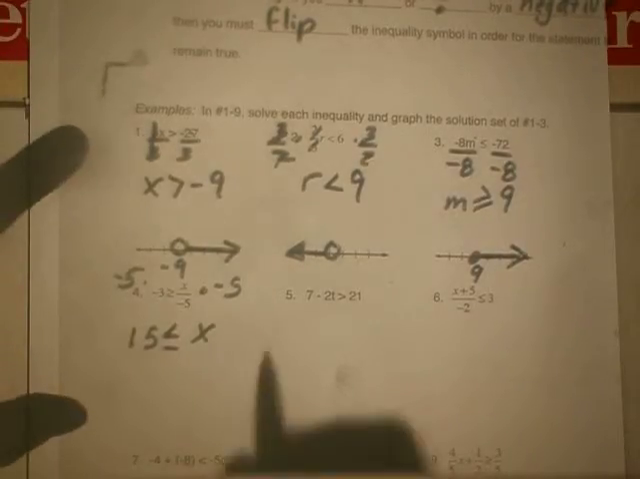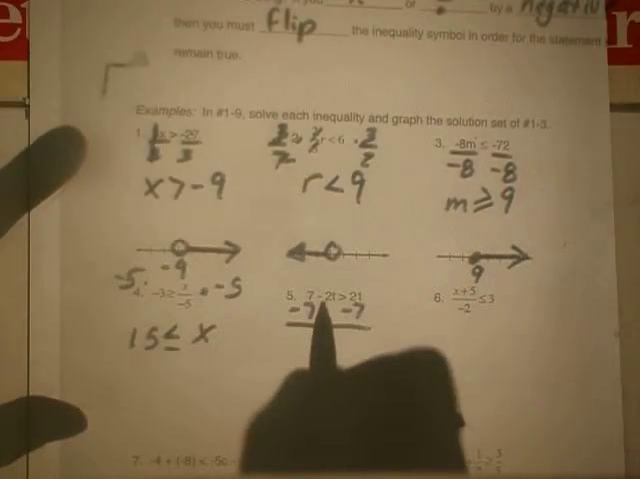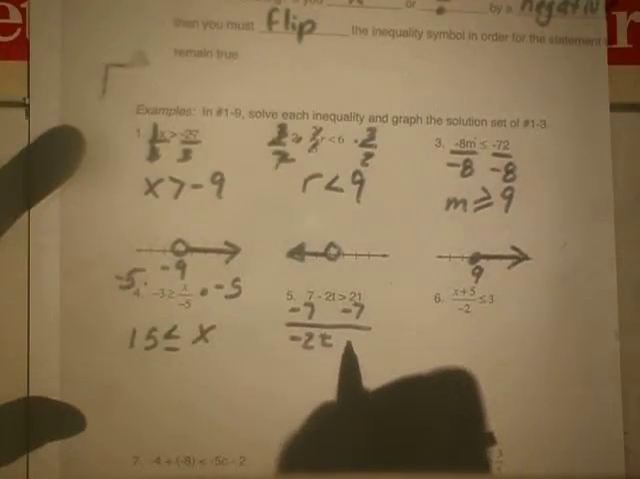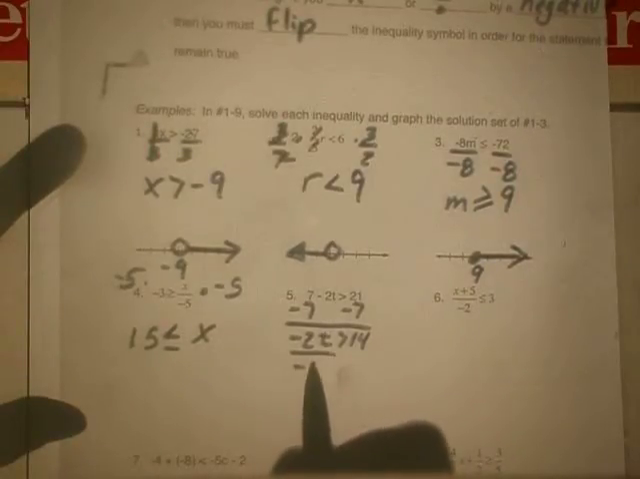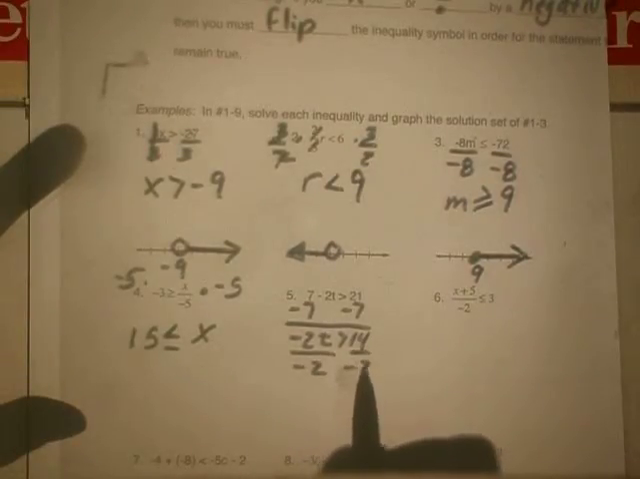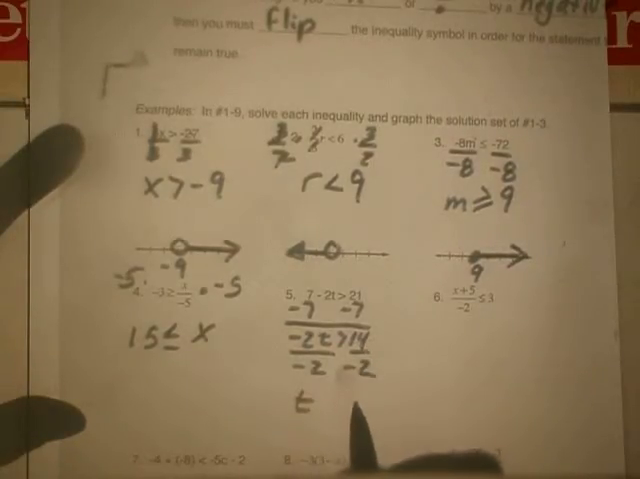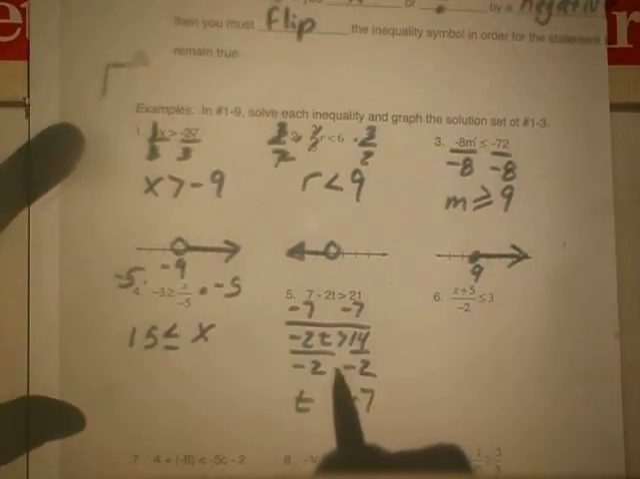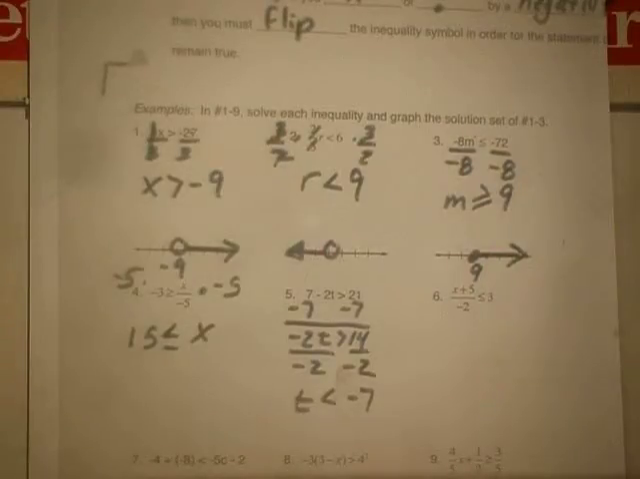Number 5, we would start by subtracting 7 from both sides. Careful of this negative here, it's a subtract 2t. So you will have negative 2t is greater than 14. And to undo negative 2 times t, you are going to divide both sides. 14 divided by 2 is negative 7. And since we divided by a negative, you have to flip the sign around.